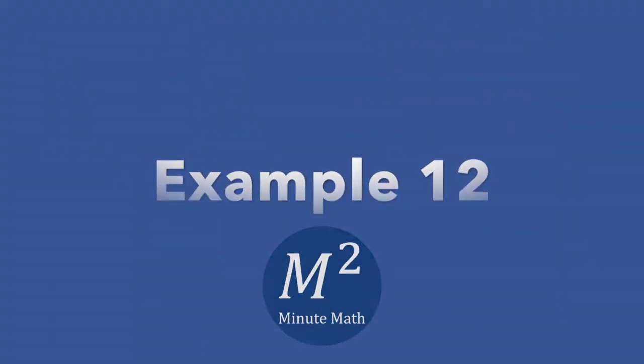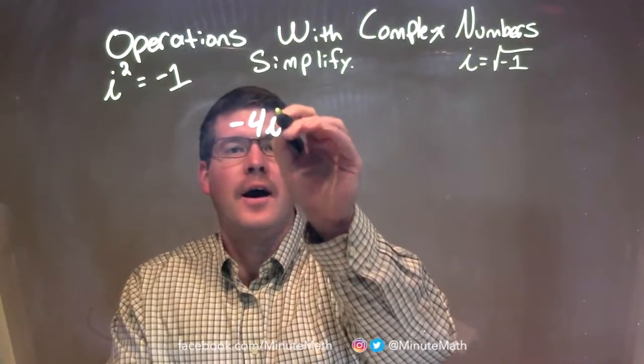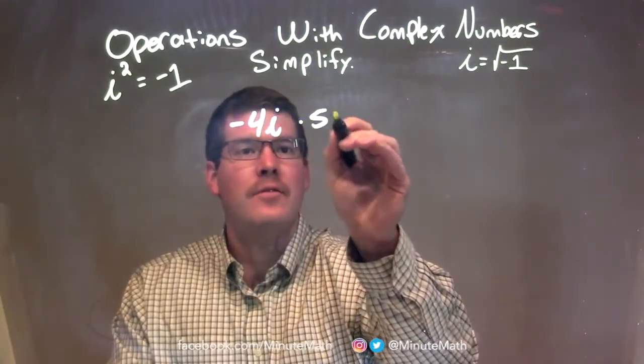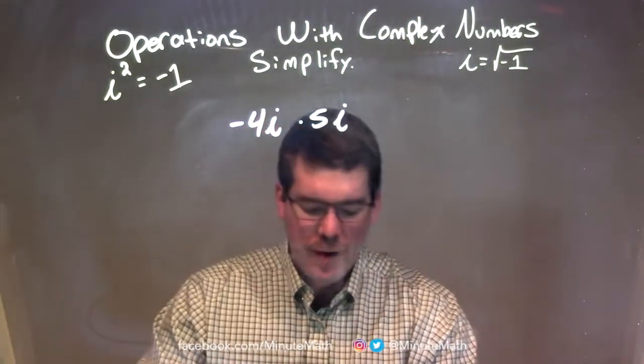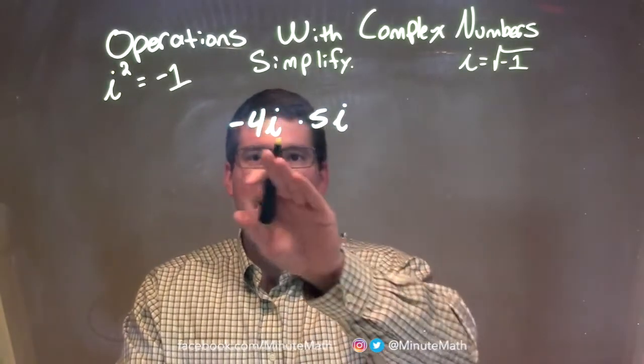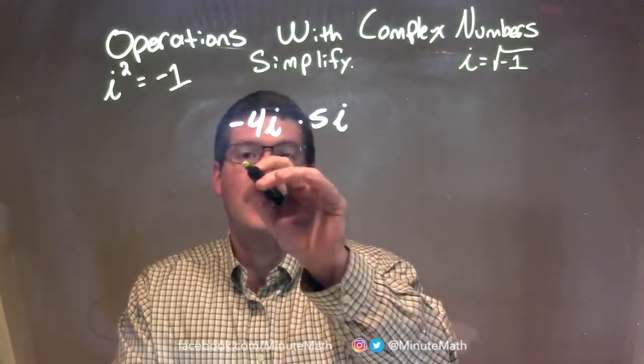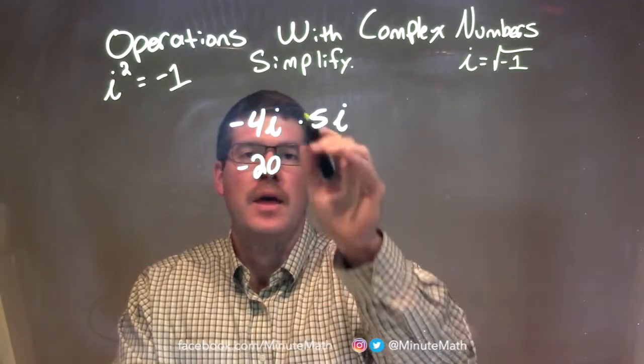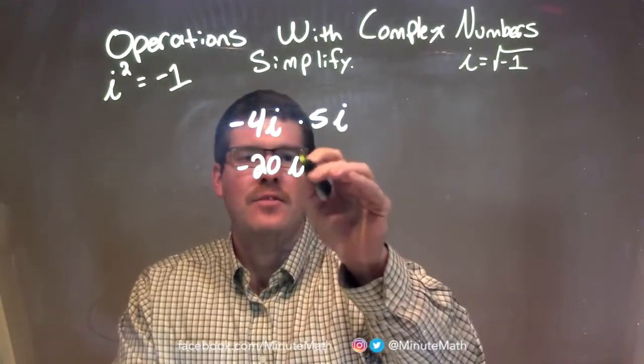Minus 4i times 5i. So we have minus 4i times 5i. Well, we're going to multiply them together. Negative 4 times 5 is a negative 20. Pretty simple. i times i is i squared.